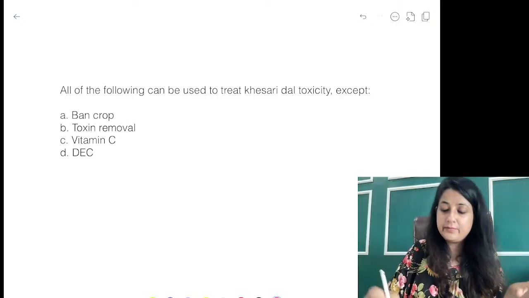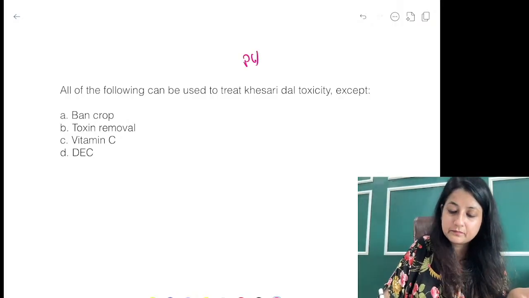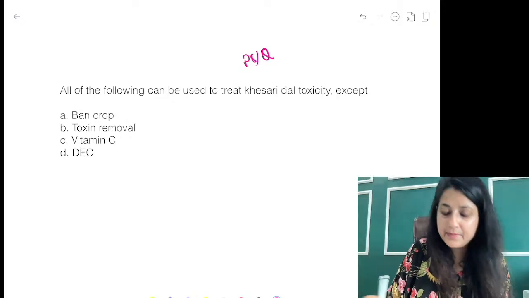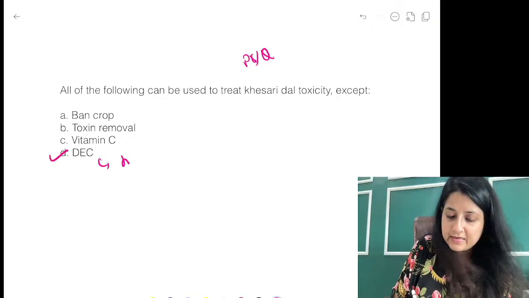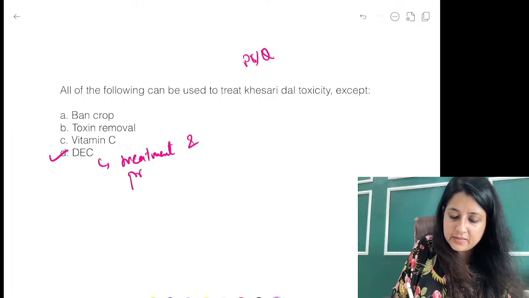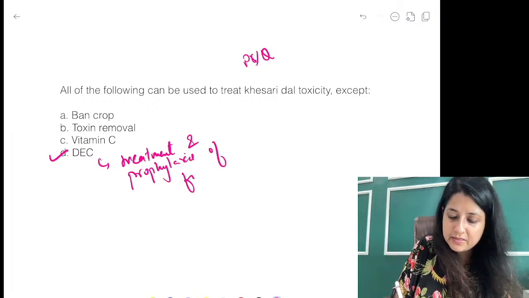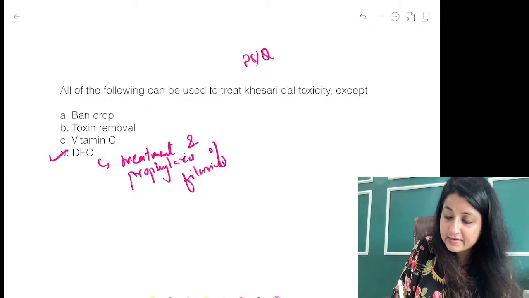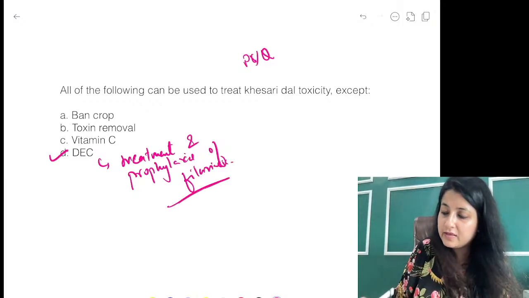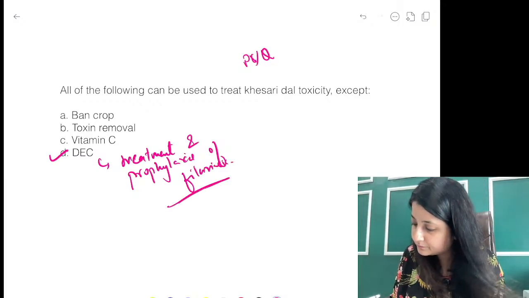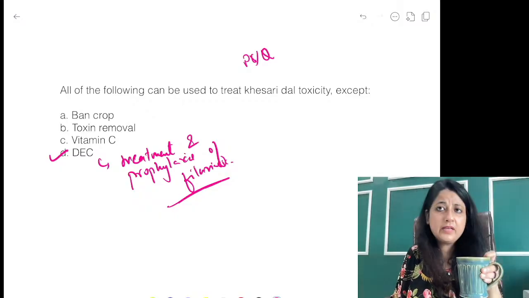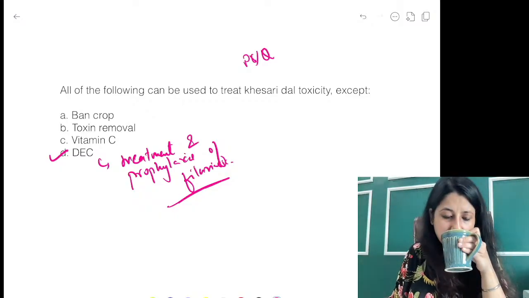All of the following are used to treat Kesari dal toxicity except: ban the crop, toxin removal, vitamin C, DEC. DEC we know is used in treatment and prophylaxis of filariasis. Treatment and prophylaxis of filariasis. The whole chapter is nutrition, check it out once.